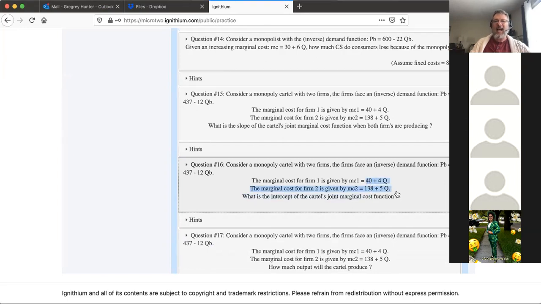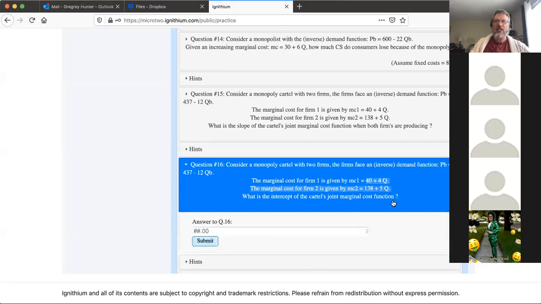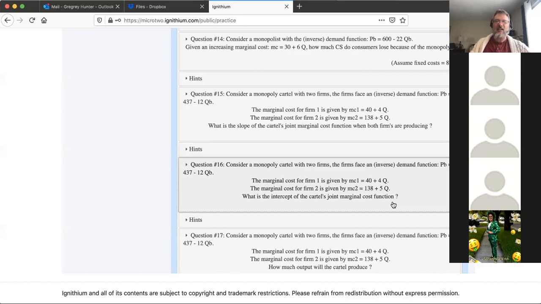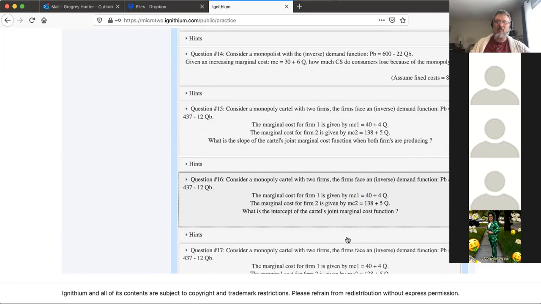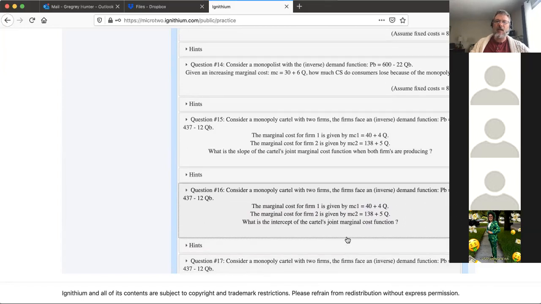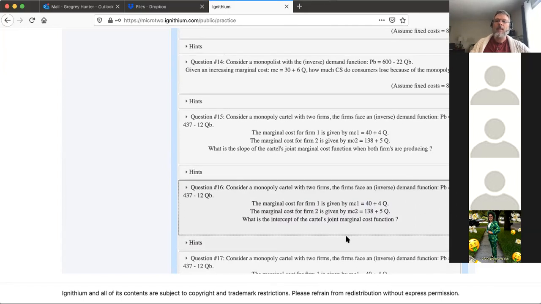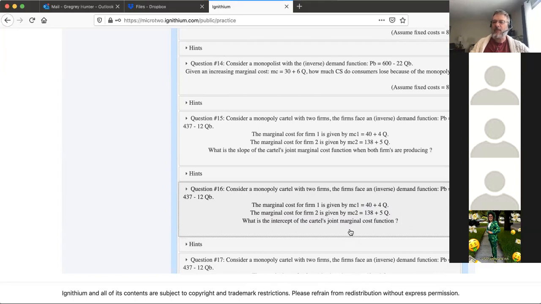So I thought it was better to actually call the joint marginal cost function something, to give that line a name, and then to point out the monopolist marginal costs. If I was going to change the language here, I would get rid of the word joint and just say, what's the intercept of the cartel's, the monopolist marginal cost function, which is that piecewise one we were talking about. But because the language up here is referring to the slope of the joint portion, it's probably a little confusing, but hopefully everybody understands what's going on. Are there any questions about the language?